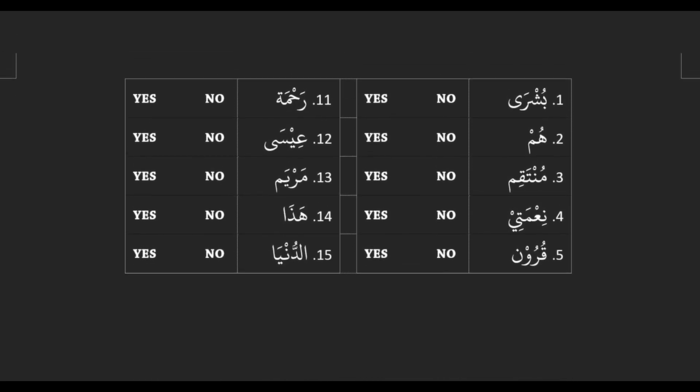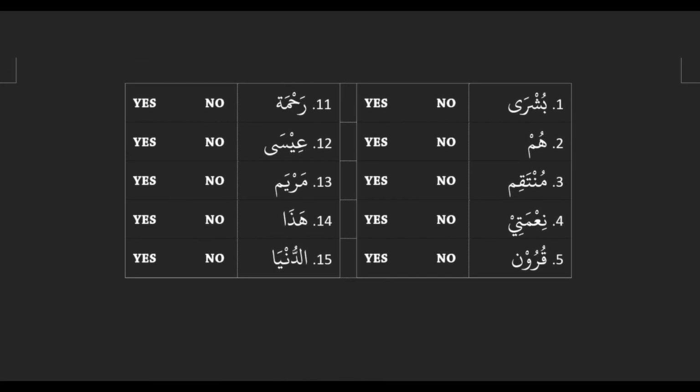Pronouns, pointers, ends in alif. Both kinds of alif, right? Right. And then something that has an attached pronoun. So we're going to look at some words, and you're going to tell me whether they can take a label or not. So number 1, bushra. Ends in alif, so no, it cannot take a label.